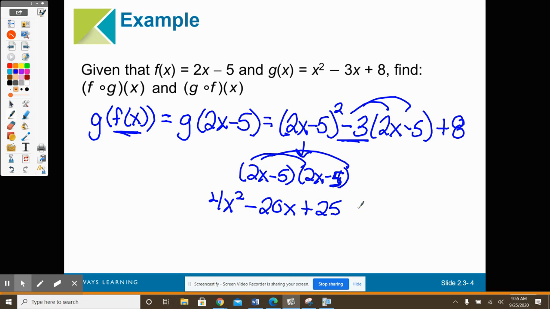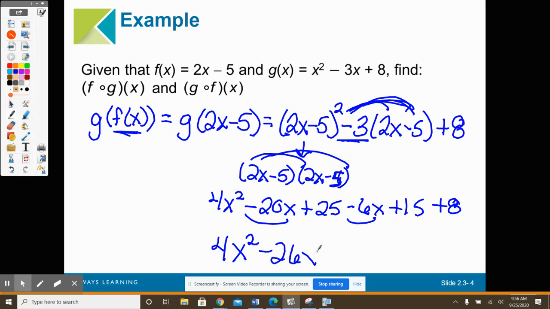Also, I have to distribute this negative 3, so it's negative 6x plus 15. A lot of us are making sign mistakes on the second distributing there, plus 8. Clean it up: 4x squared minus 20x minus 6x is minus 26x. Then I have 25 and 15 and 8, which is 40 plus 8, getting plus 48.